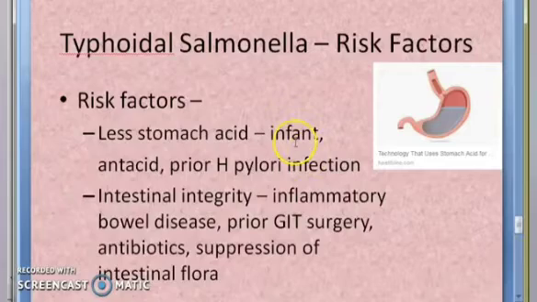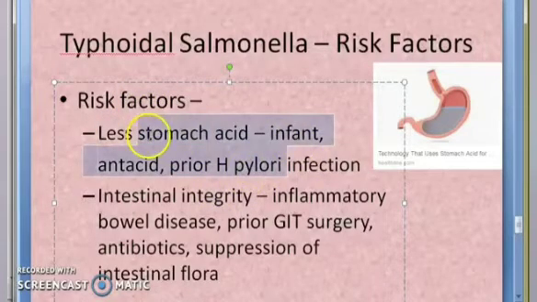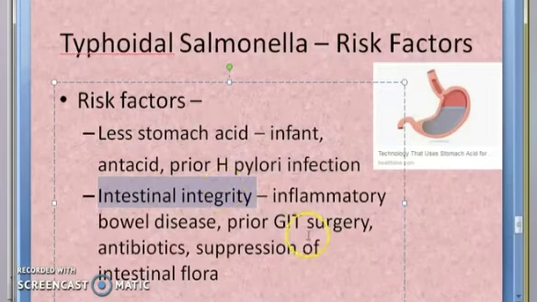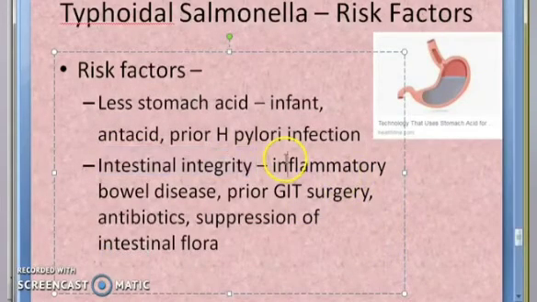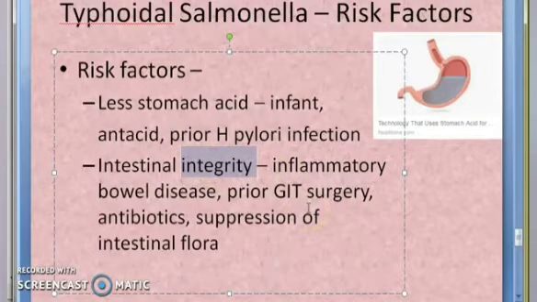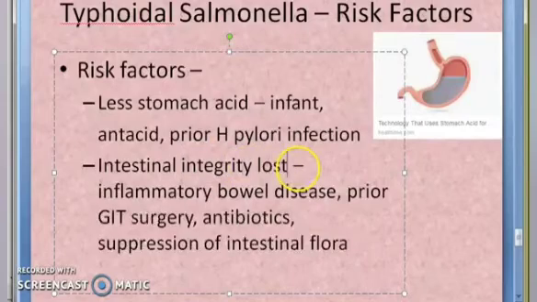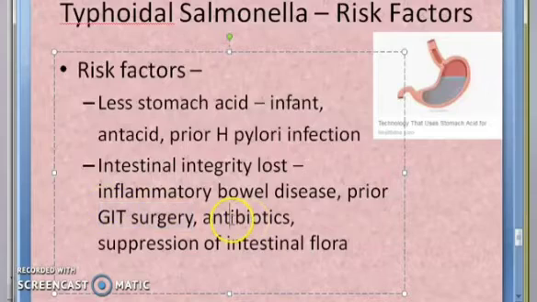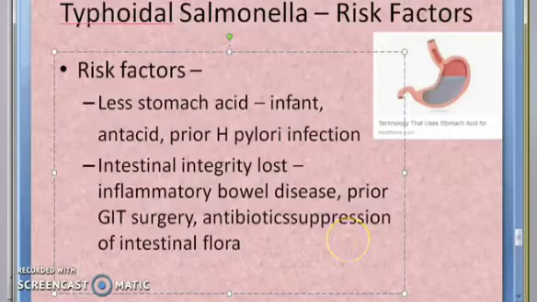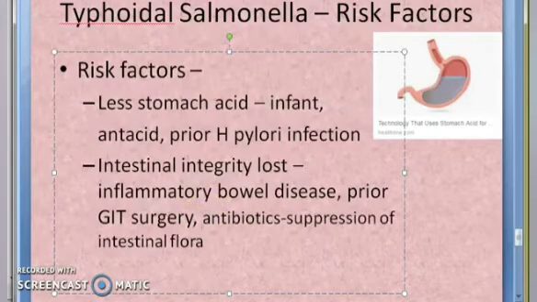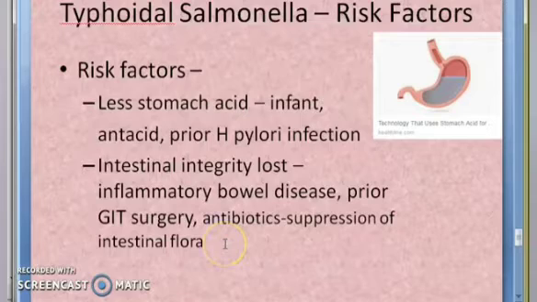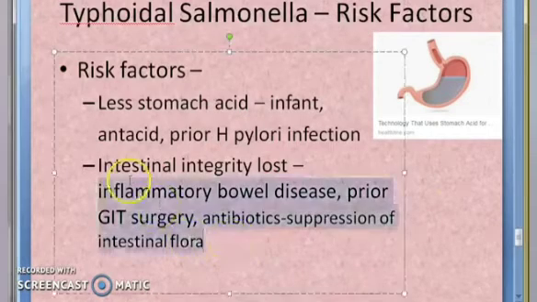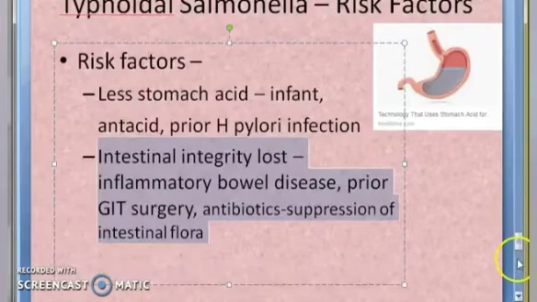That is risk factor. Now, risk factor, we told you, if there is less acid in the stomach and intestinal integrity is lost. Now that the bacteria reached the intestine, if intestinal integrity is not there, like inflammatory bowel disease, any prior GIT surgery, or the person is on antibiotics so the normal intestinal flora is suppressed, all these things can cause typhoid, okay, enteric fever. Typhoid is a type of enteric fever. So let's move on now to the next slide.